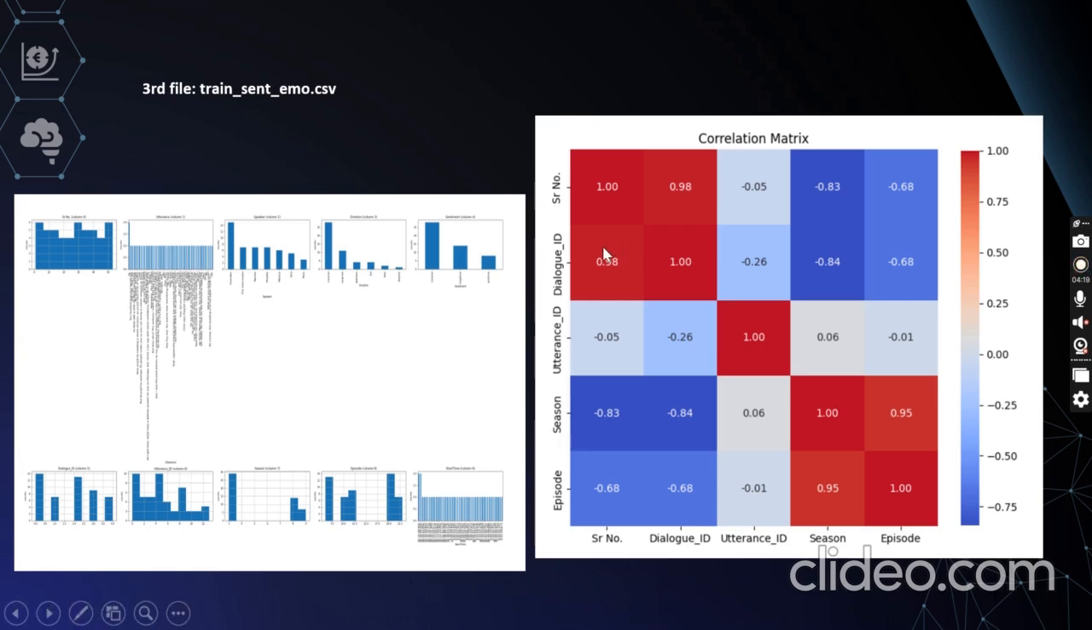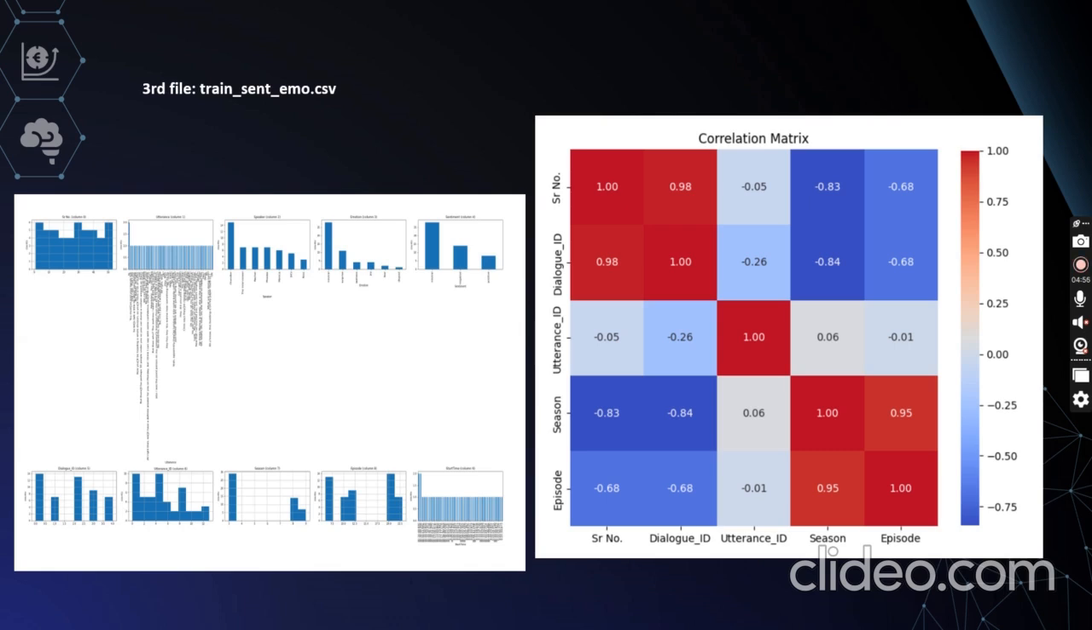These two fields are highly correlated, suggesting that dialogue IDs increase almost linearly with the serial number, possibly due to the dataset being ordered by dialogues. Season and episode, 0.95 we are getting. There's a very strong correlation between the season and episode columns, indicating that episodes are sequentially distributed within seasons and perhaps across the dataset. Serial number and dialogue ID are also strongly negatively correlated with the season and episode, around minus 0.833 and minus 0.68 respectively, implying that lower dialogue IDs occur in later seasons and episodes, or vice versa. Weak or no correlation.